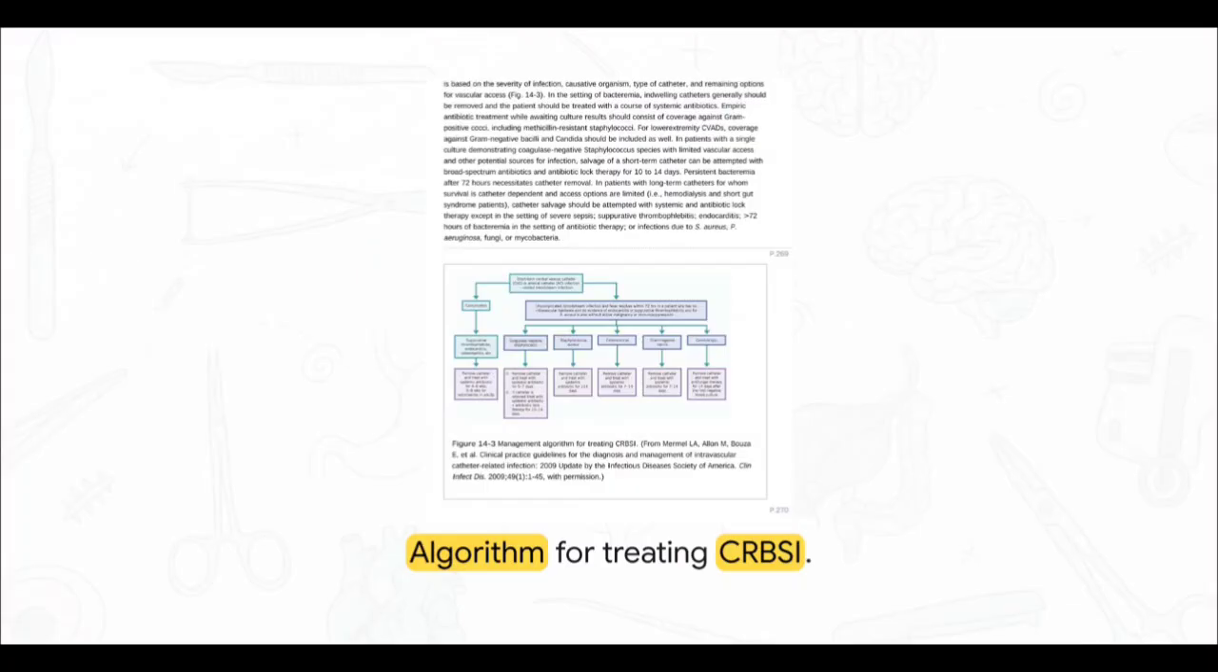But what happens when an infection does occur? You follow the gold standard algorithm. The overarching rule here is that if you've got bacteremia, you generally must remove the indwelling catheter and treat with systemic antibiotics. However, take a look at the left side of this workflow. There are a few highly specific salvage scenarios.